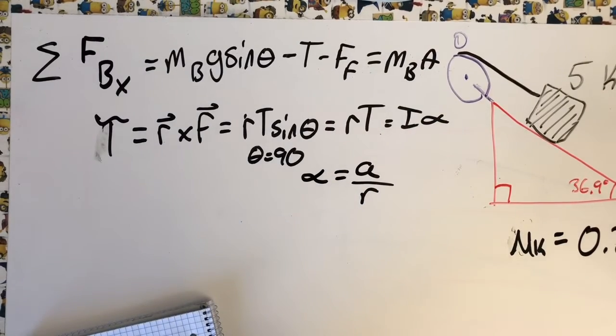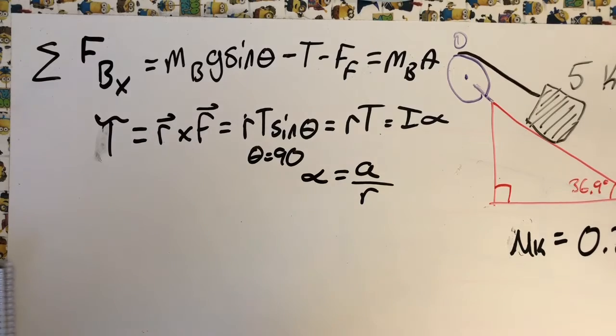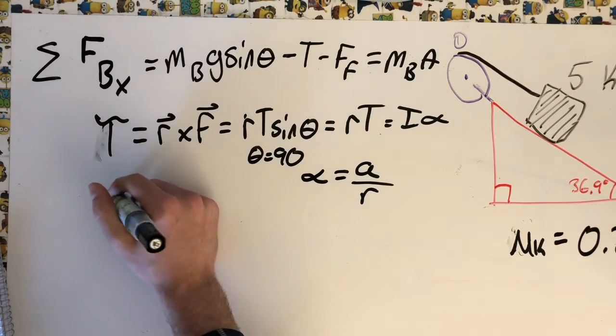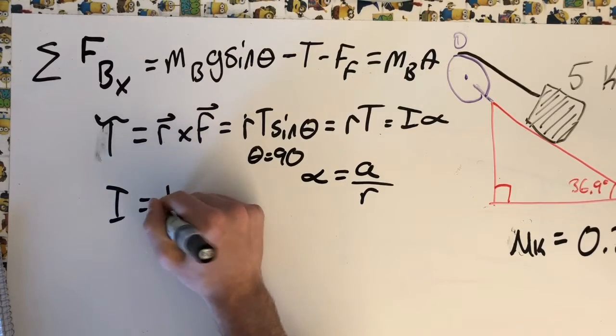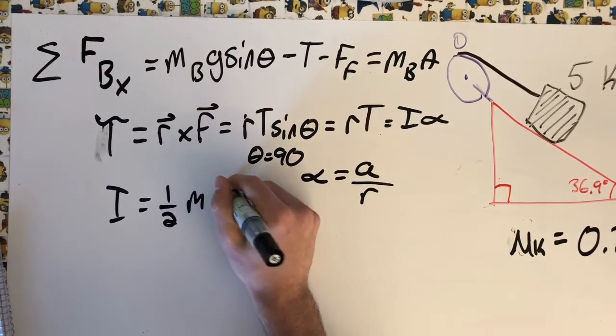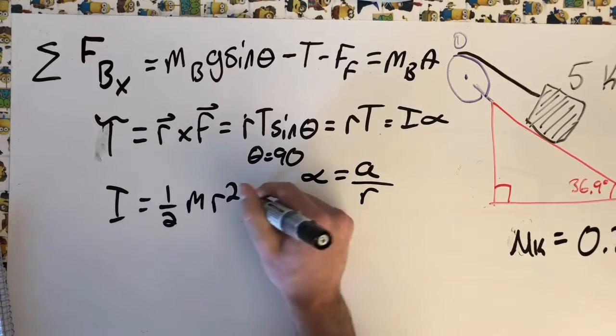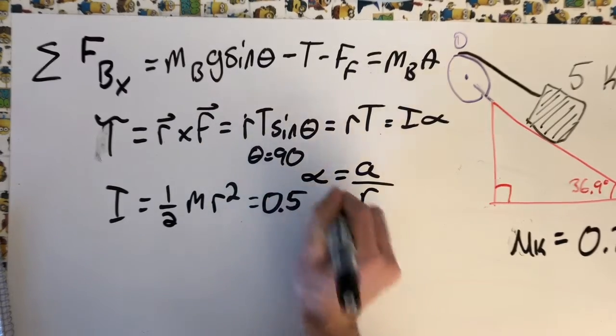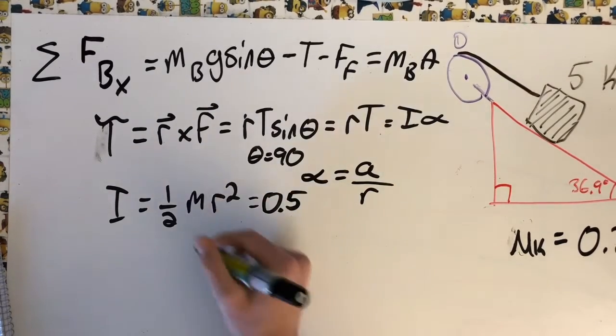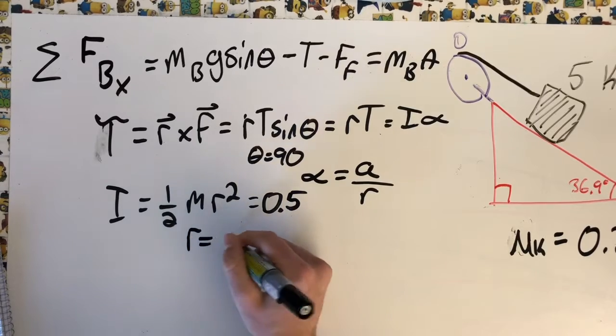In this scenario, since the pulley is a disk, we know that the moment of inertia is equal to 1/2 m r squared. And we also know the problem gives us that the moment of inertia is equal to 0.5. So, doing a little bit of algebra, we get that the radius is equal to 1/5.